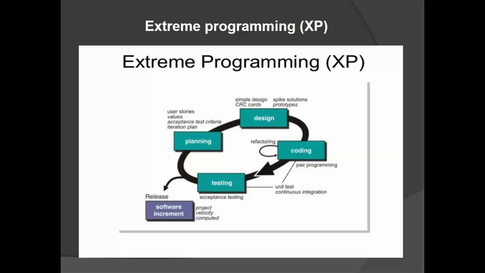Okay. And it is based on 5 parameters. What are those 5 parameters? The first one is planning the game. Second one is user design. Third one is pair programming. And fourth one is refactoring. And fifth one is test driven product. Okay. So what is planning the game?